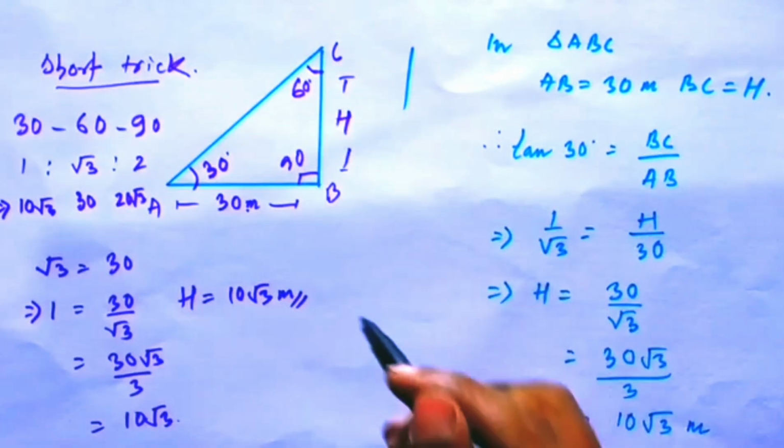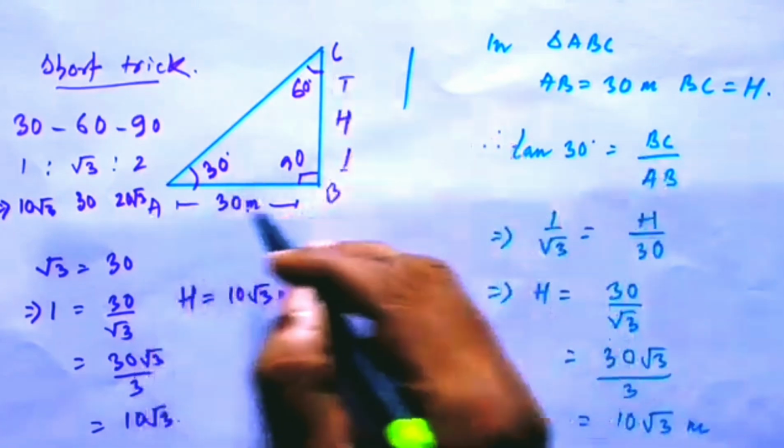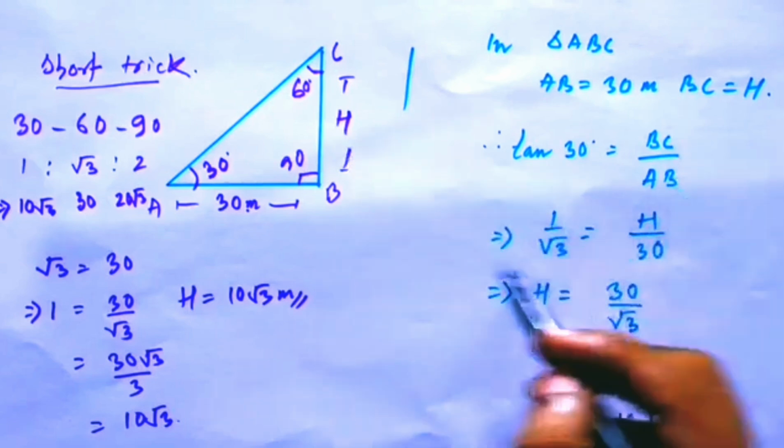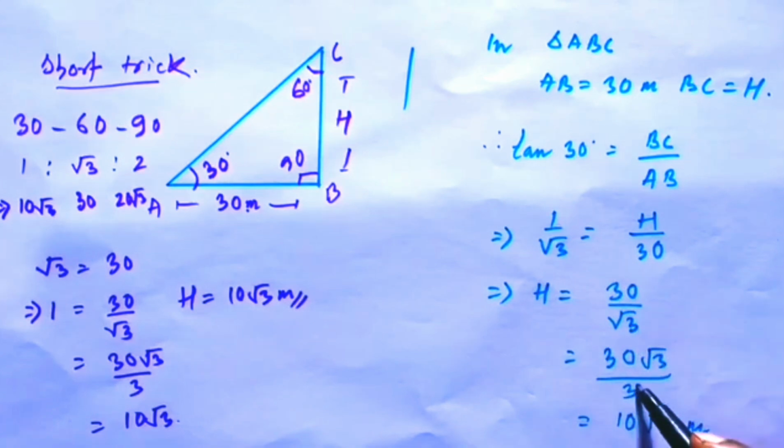Here in triangle ABC we got AB as 30 meter, BC is the height we have to find out, so we have perpendicular and base, so we are using tan theta. Tan 30 degree is equal to BC by AB. So tan 30 is 1 by root 3, is equal to BC, which is our h, AB is our 30 meter, so h is equal to 30 by root 3, so we rationalize it and we cancel it, 10 3s are 30, so it is 10 root 3 meter is our answer.